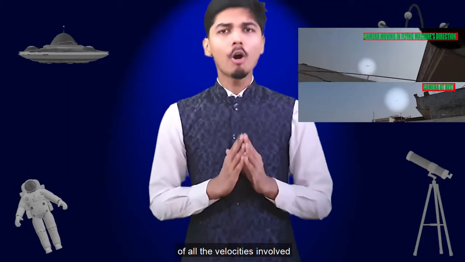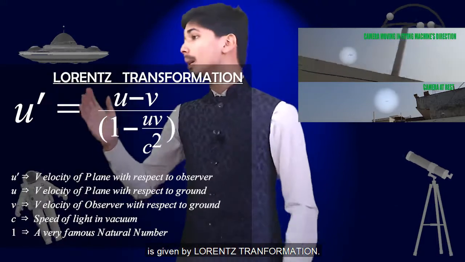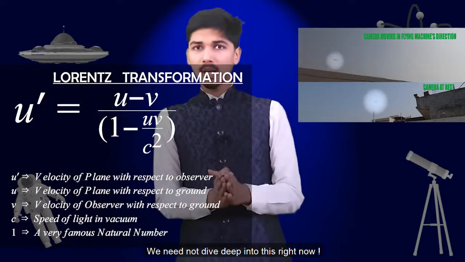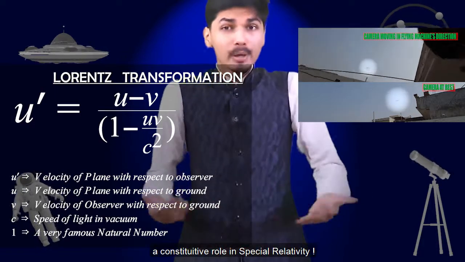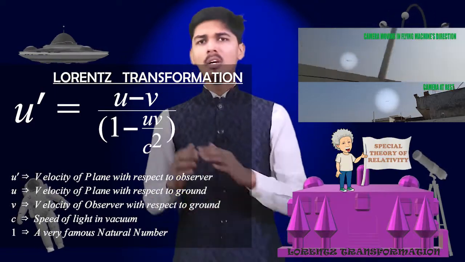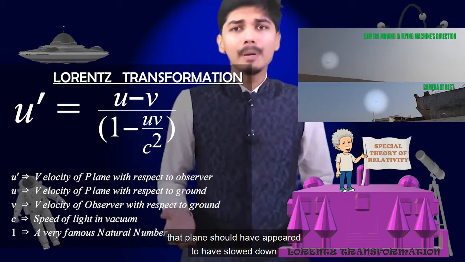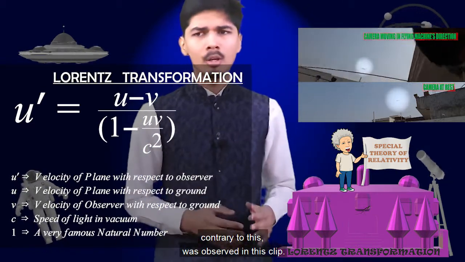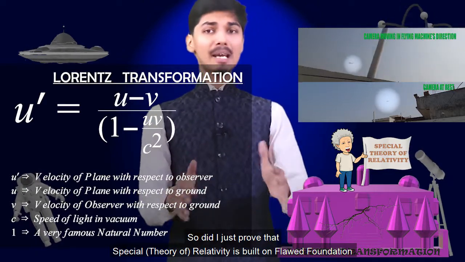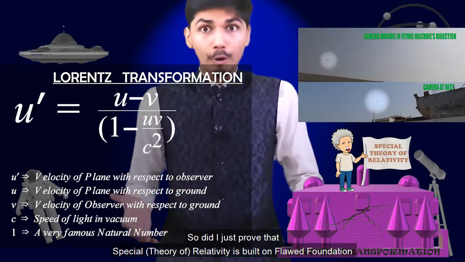The theoretical relationship of all the velocities involved is given by the Lorentz transformation. We need not dive deep into this right now, apart from the fact that it plays a constitutive role in special relativity. This model suggests that the plane should have appeared to have slowed down. Contrary to this was observed in this clip. So, did I just prove that special relativity is built on a solid foundation?